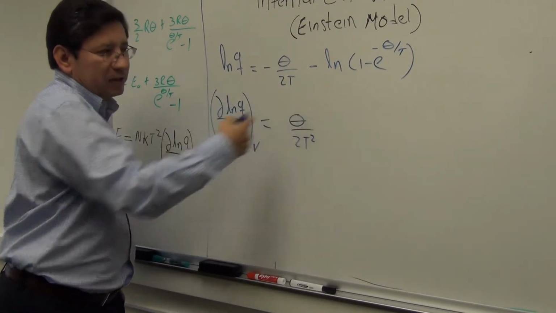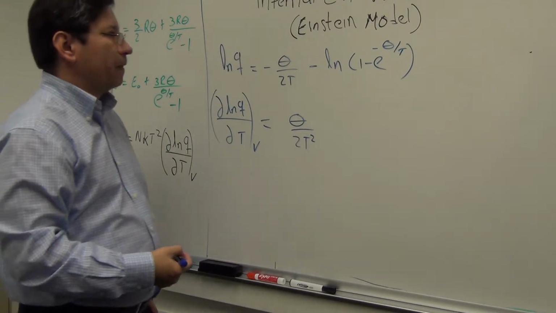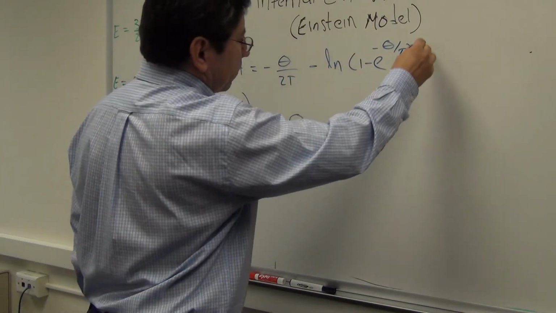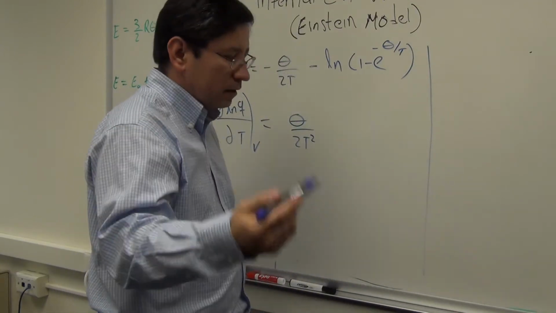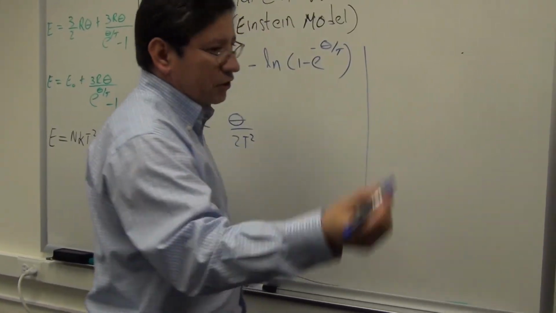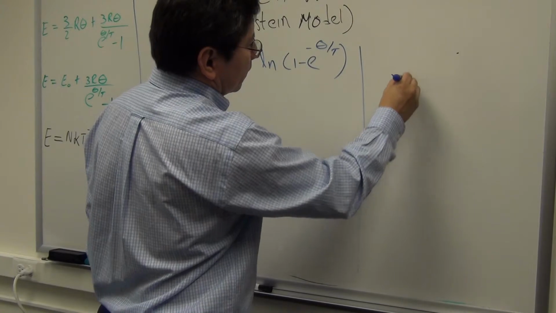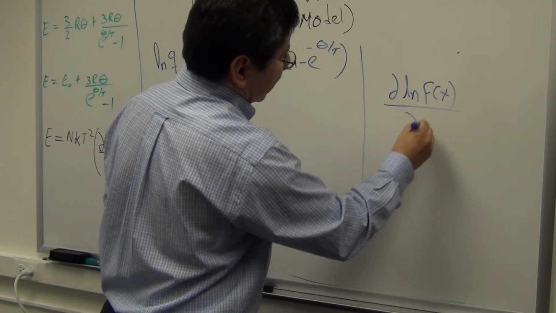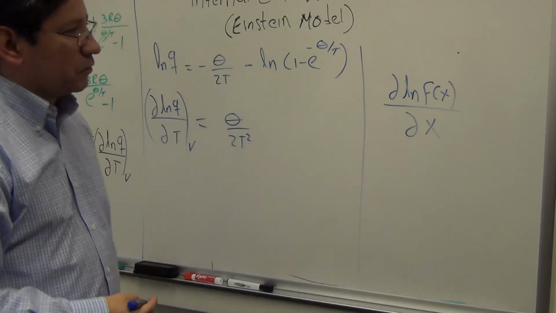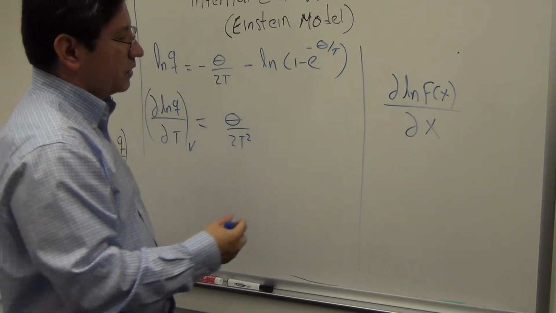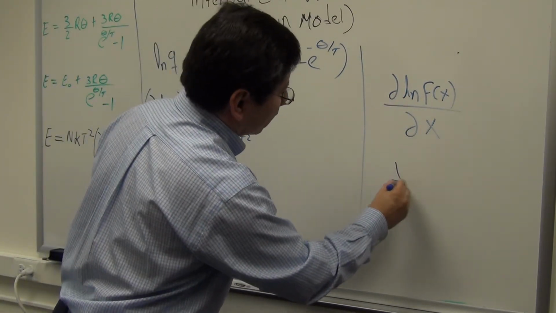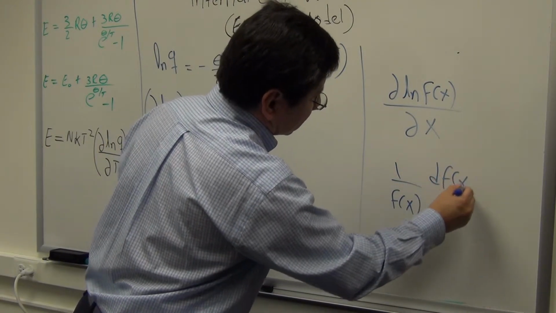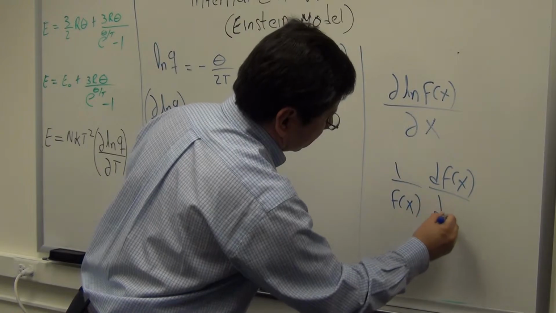Now we have to move to this other term. So what's the derivative here? Maybe at this point, I'd like to help you recall that d ln f(x) dx, we have seen this several times already in previous videos, is 1 over f(x) times df(x) dx.